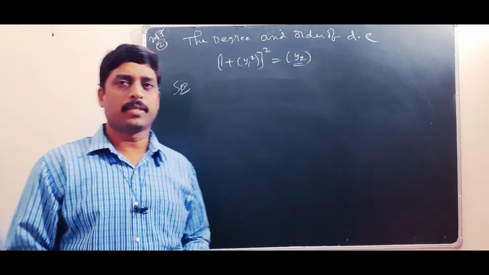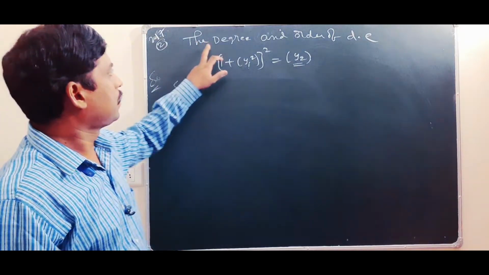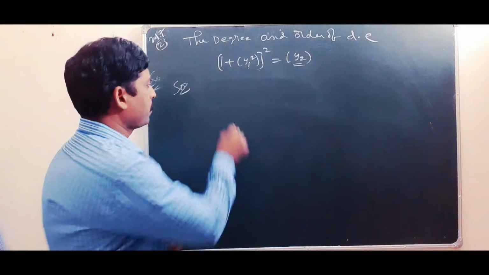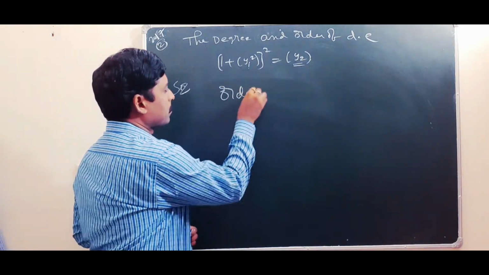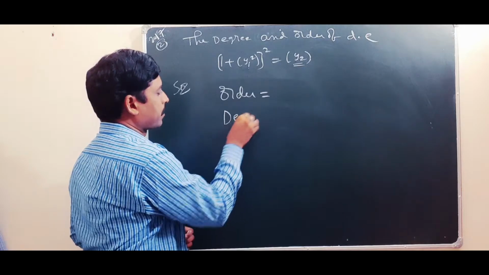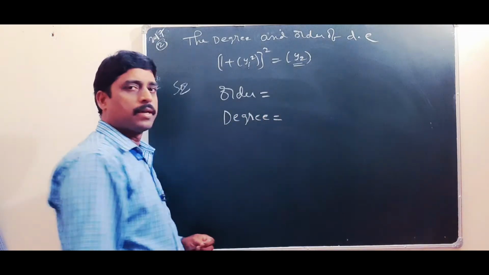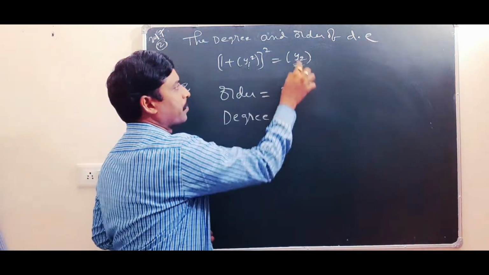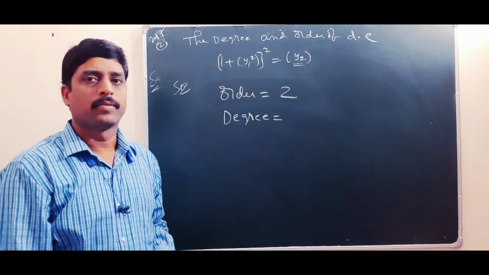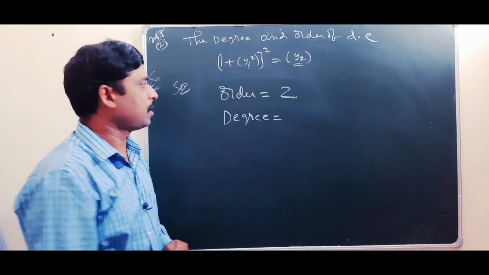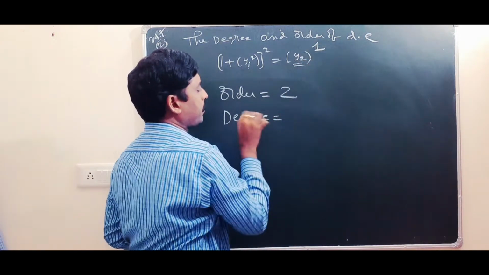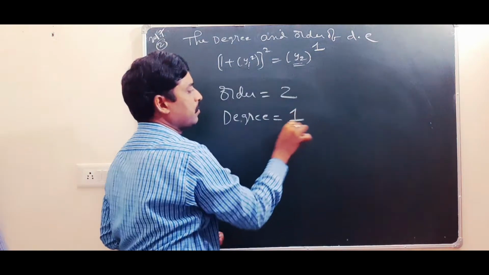Okay, look at the next question. This is from 2017. Find the degree and order of the differential equation. First we have to find the order and degree. So what is the order? The highest derivative in the differential equation. In this, the highest derivative is 2, so y2 means the highest derivative is 2. Order is equal to 2. Power of the highest derivative is nothing but the degree. So degree is equal to 1.